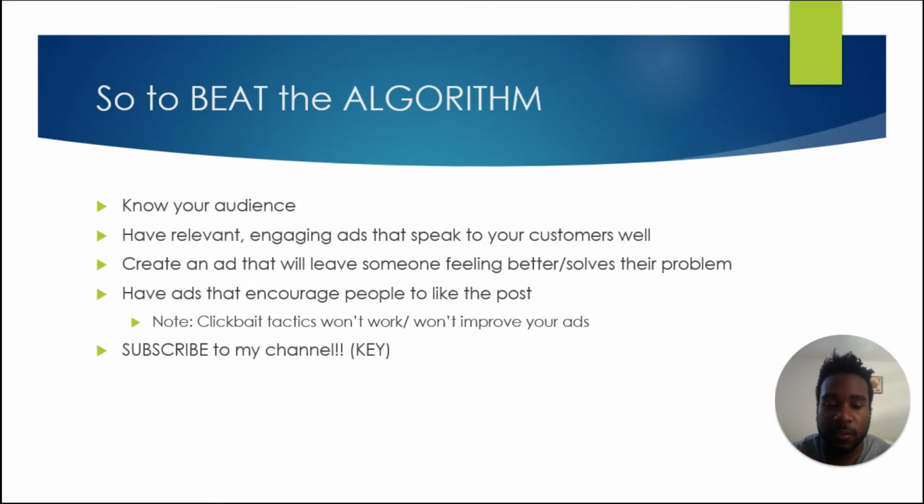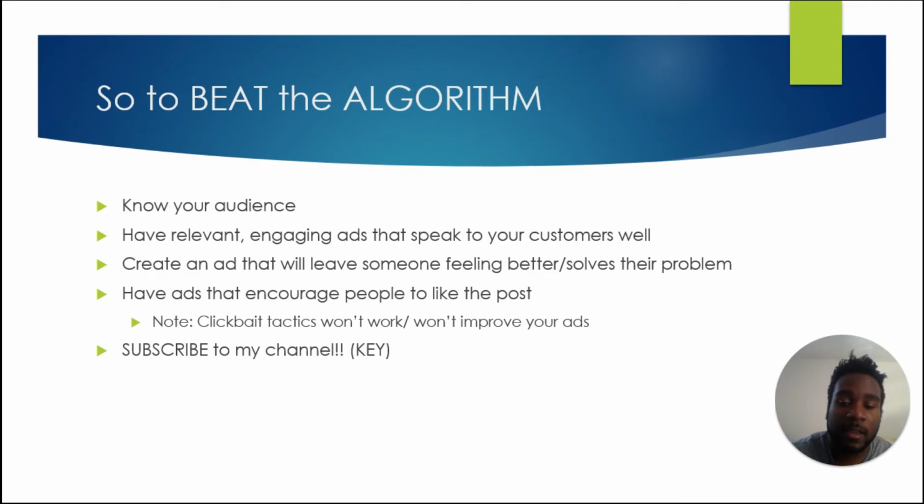So pretty much in this video, I just went through everything that the algorithm is and pretty much how to beat it. But I just want to make it clear exactly how to beat the algorithm in this slide. Know your audience. Have relevant, engaging ads that speak to your customers well and give them a really good experience. Create an ad that's going to leave someone feeling better or solves their problem. Have ads that encourage people to like the post.